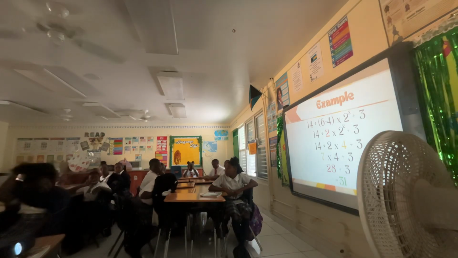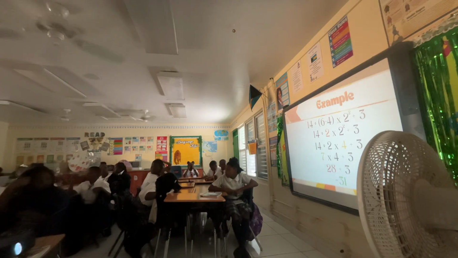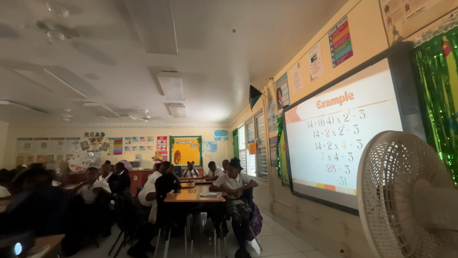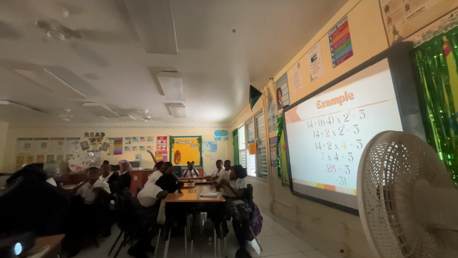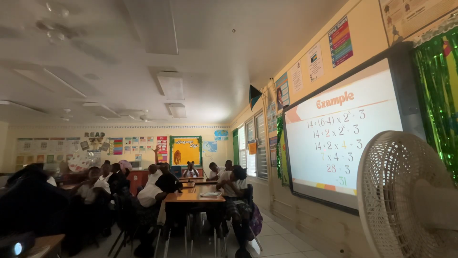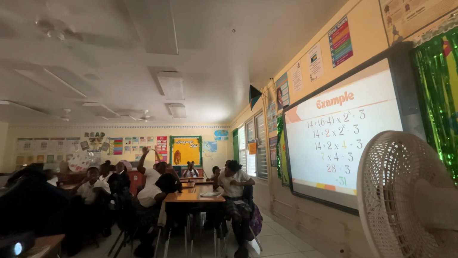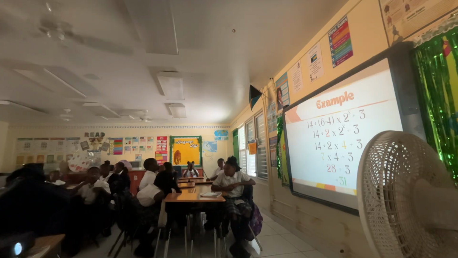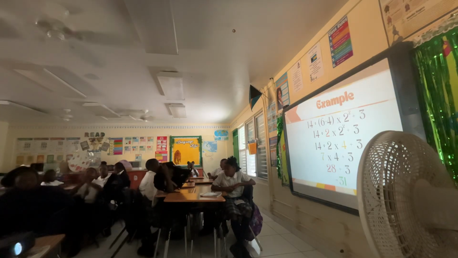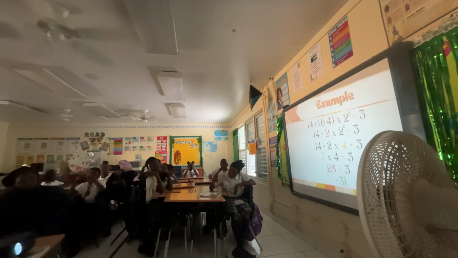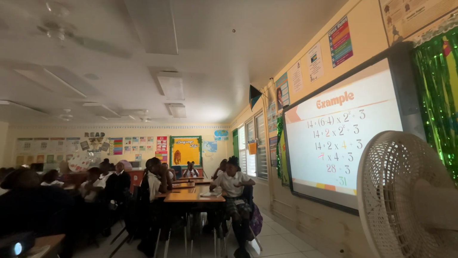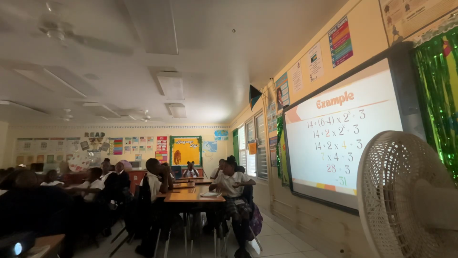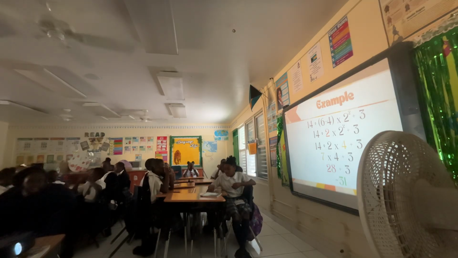So what are we dividing, grade 5? We're looking at this problem. What are we dividing? 14. 14 divided by 2. What's 14 divided by 2? 7. So 14 divided by 2 is 7. So we have 7 times 4 plus 3. That's our new problem, grade 5. We're almost there.